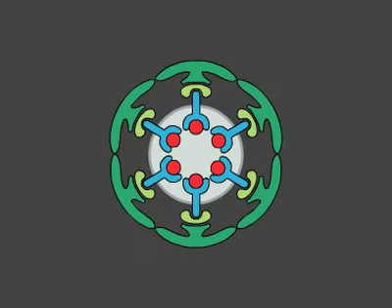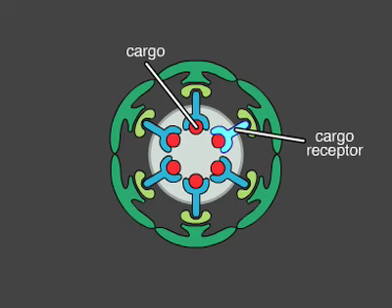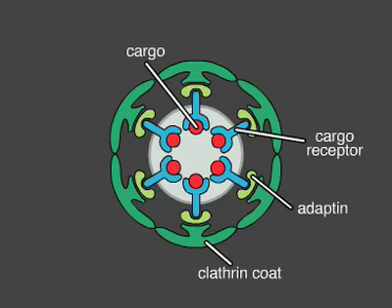The process involves a variety of molecules, including the cargo molecules that the cell takes in, the receptors that capture the cargo molecules, and molecules called adaptins that mediate contact between the receptors and the Clathrin molecules that act to shape the vesicle forming at the plasma membrane.